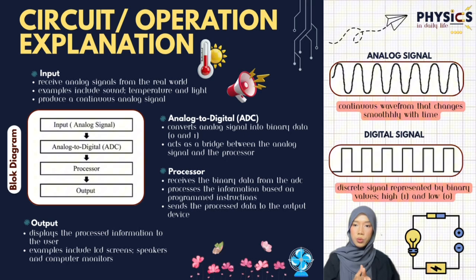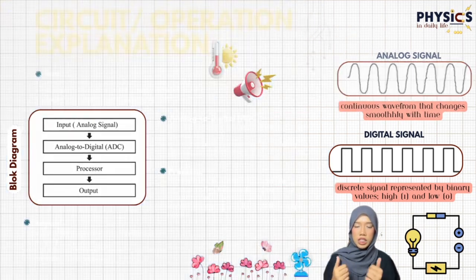Okay, we move on to the right side of the slide. As you can see, also the graph compares analog and digital signal. The analog signal changes continuously with time, while the digital signal consists of discrete high and low logic levels, represented by binary values 1 and 0. So this conversion enables digital electronic devices to process information accurately and efficiently.